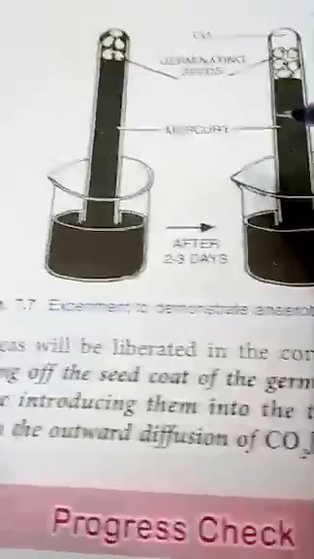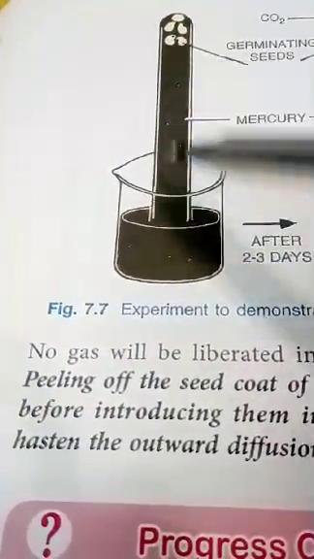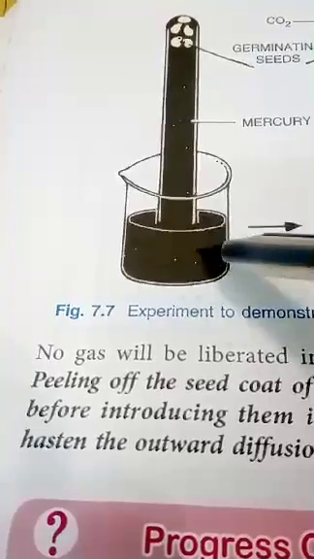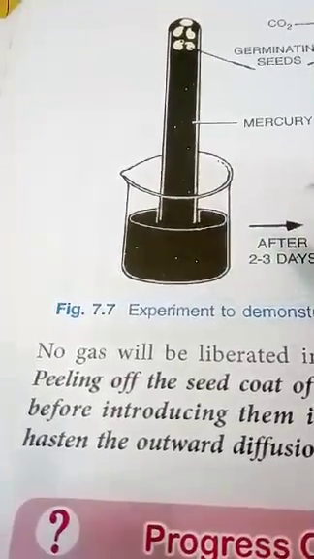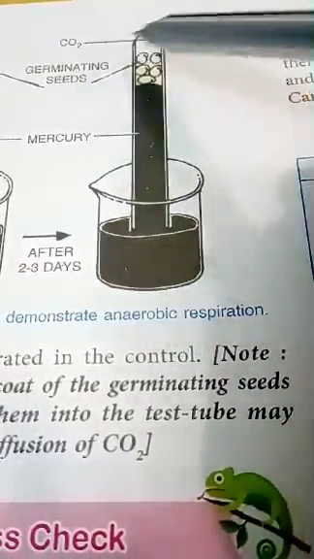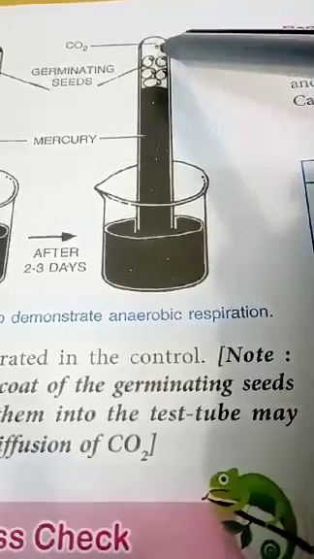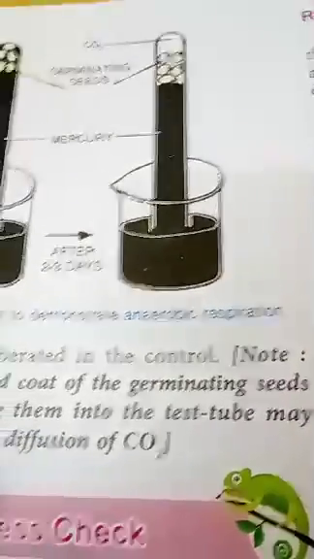How do you get a question from this topic? You will be given this diagram. You will be asked what this experiment represents. Then draw the diagram of the setup after 2 to 3 days. So for that you have to draw this diagram, and don't forget, children, to label this carbon dioxide. Very, very important. If you simply write gas, no marks for that. Clear?